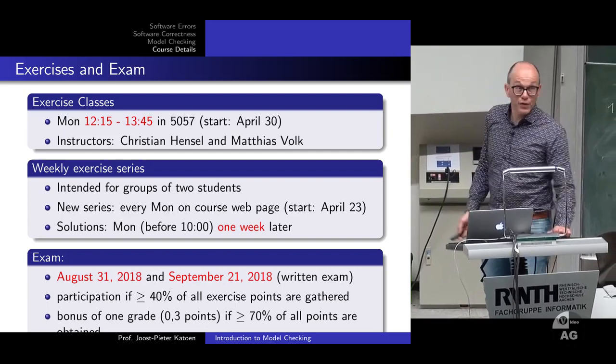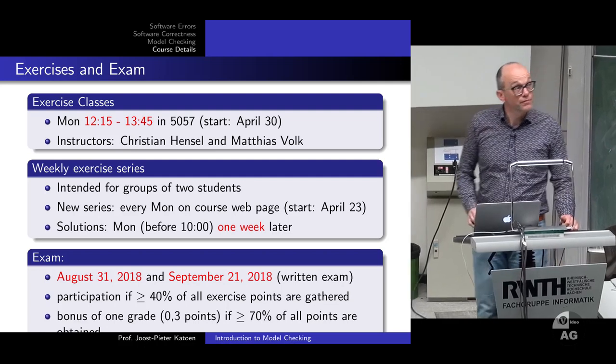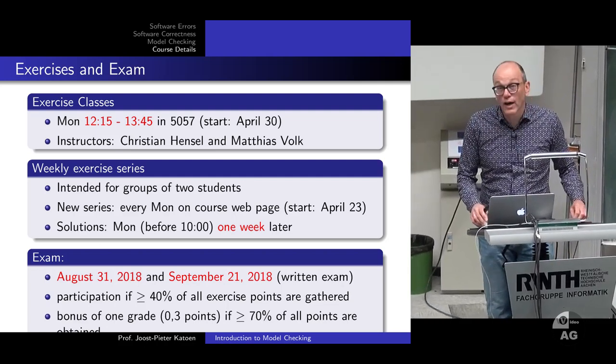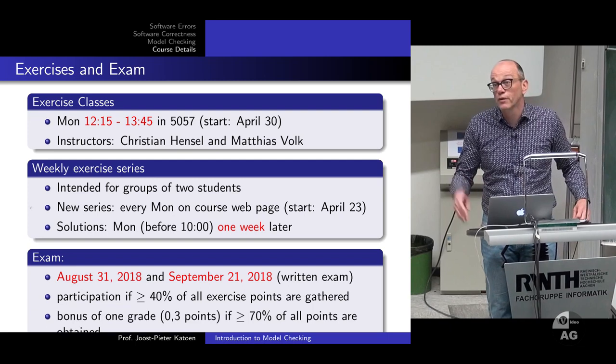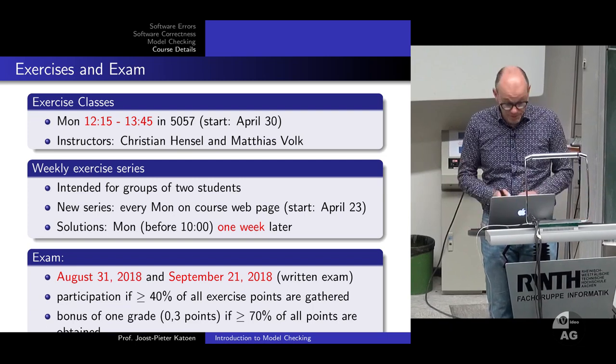You get a bonus of 1 grade if you have at least 70%. So rather than a 2.7, you can get a 2.3 for the exam if you do this.